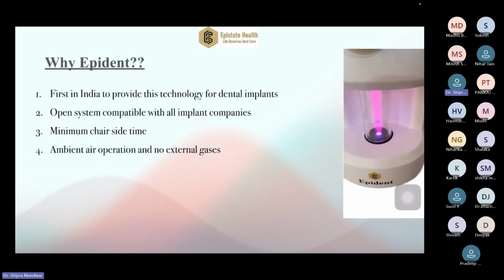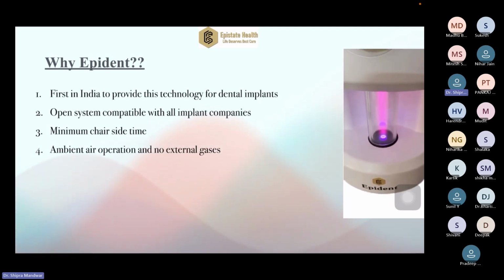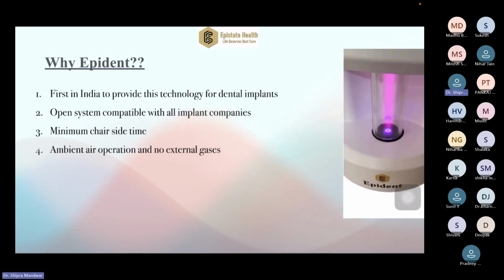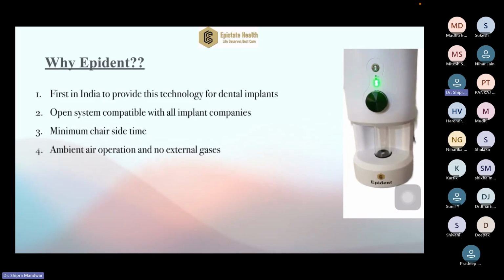And secondly, the most important thing is you don't need to change your implant system for this. It is an open system compatible with all the implant companies.